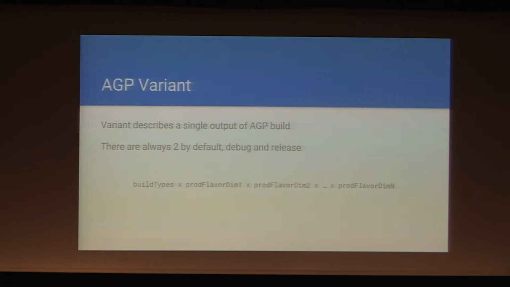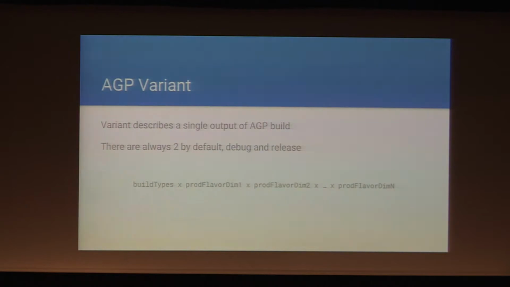and the variant uniquely defines those. And different variants produce different output, but also the intermediates might differ as well. By default, you always have two enabled, so there is debug and release. And in general, if you want to figure out how many variants you have in your build file, you take the Cartesian product of all of the values for the build types, then all of the values for the dimension 1 of your product flavor, for dimension 2, and so on.